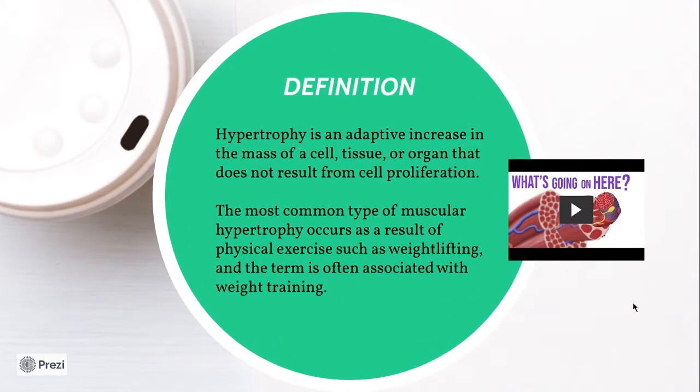Definition: hypertrophy is an adaptive increase in the mass of a cell, tissue, or organ that does not result from cell proliferation. The most common type of muscular hypertrophy occurs as a result of physical exercise, such as weightlifting, and the term is often associated with weight training.